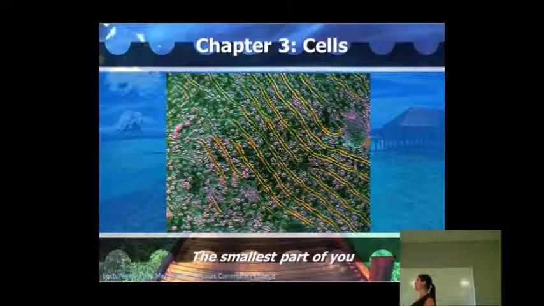Then we are now moving into Chapter 3. If you haven't read Chapters 1 and 2, I would highly suggest that you do that, because you'll read Chapter 3 next week and then your test will be on Thursday. So please, if you haven't done that, it's a good idea for you to do that.